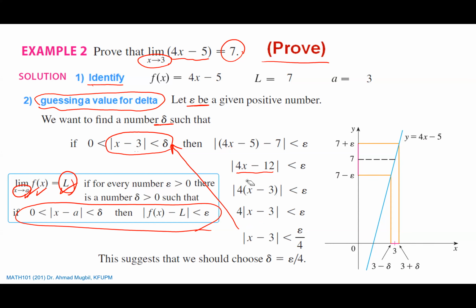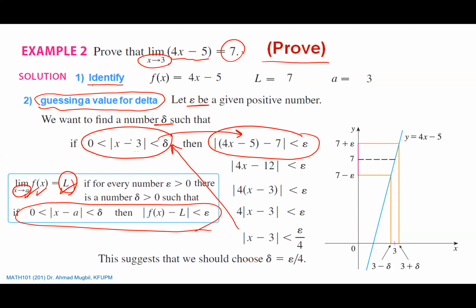But this is not the proof, by the way, because we started with the conclusion, and then we had the condition. When we prove, we should start with the condition and go to the conclusion. So this is why we call this guessing a value for delta.